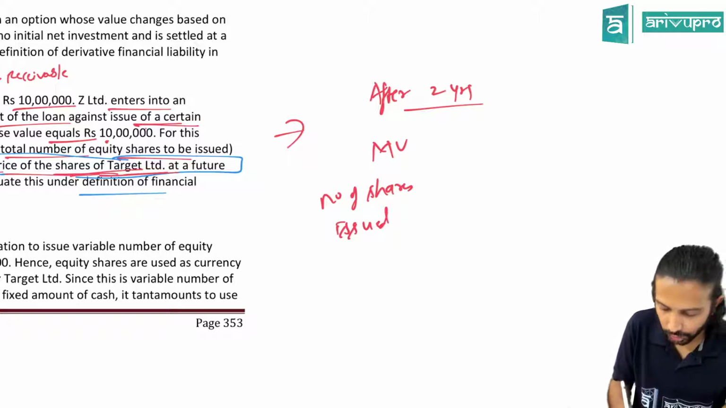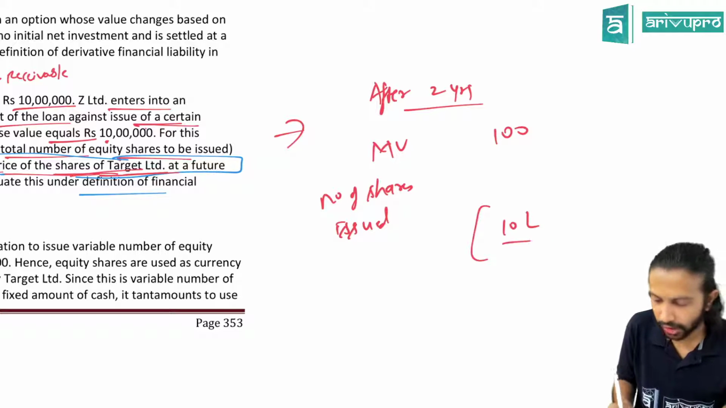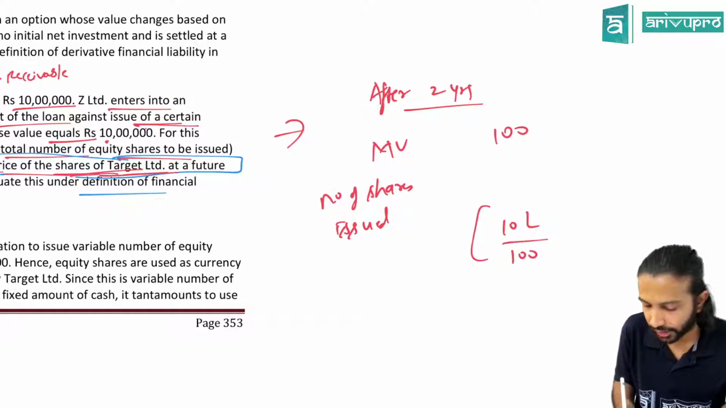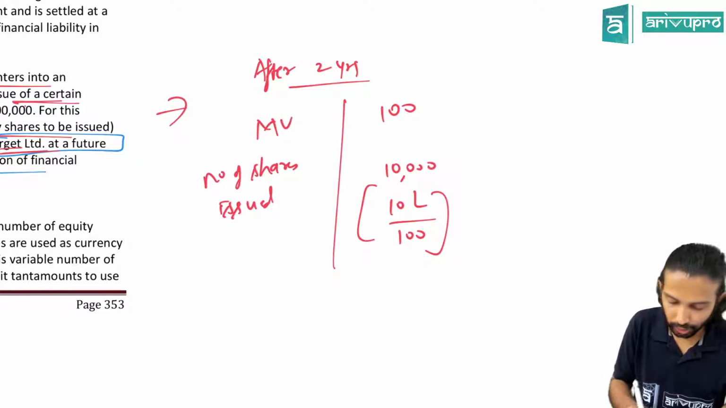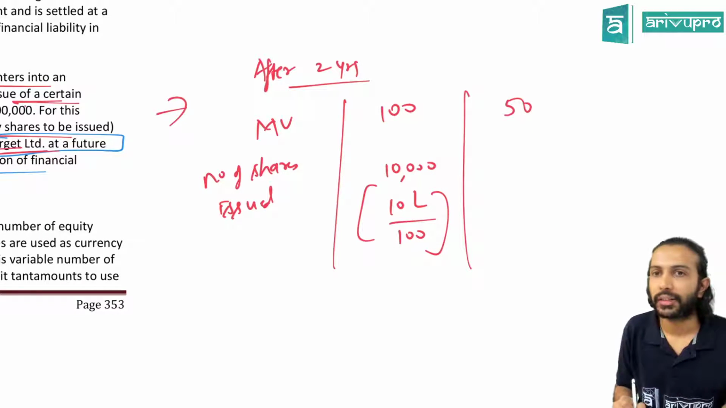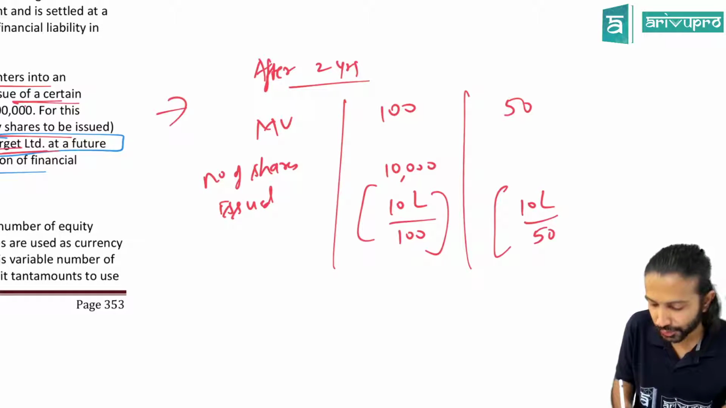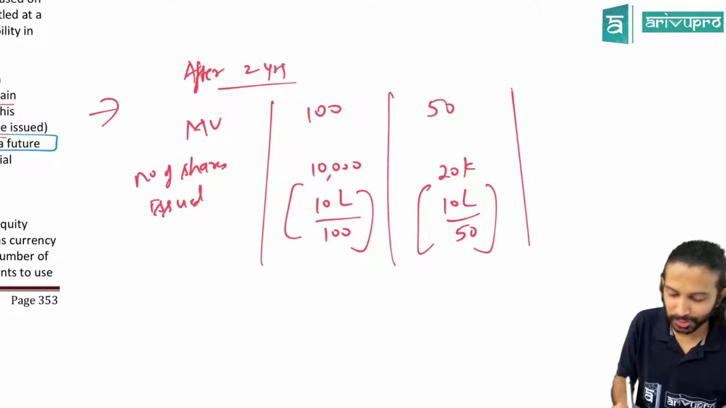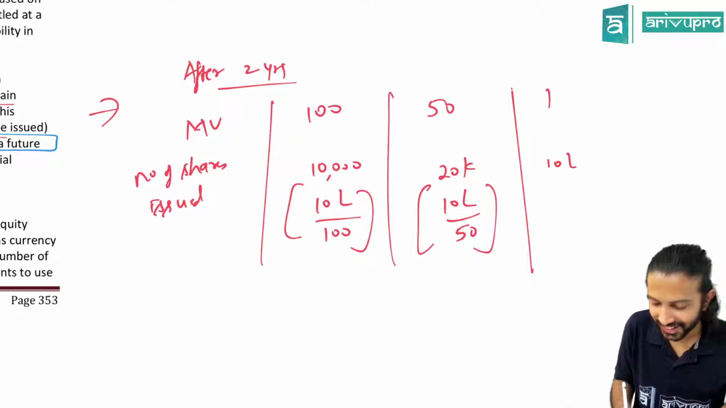If the market value after 2 years is 100 rupees, how many shares will you issue? 10,000. 10 lakh totally you have to give. Value of one share is 100. That means how many shares will you give? 10,000. Yes or no? Suppose the market value becomes 50. Then how many shares will you give? 10 lakh you have to give and the worth of one share is 50. That means this will become 20,000. Correct or no? Suppose this becomes only 1 rupee. Then you have to give what? 10 lakh shares. Correct or no?